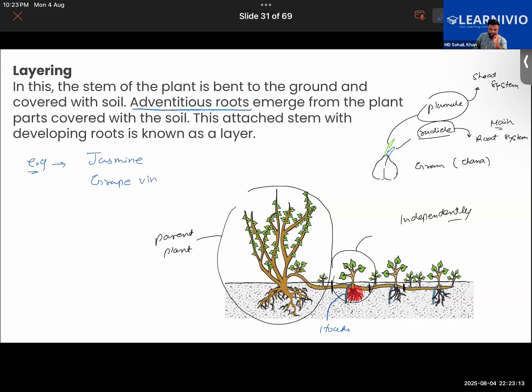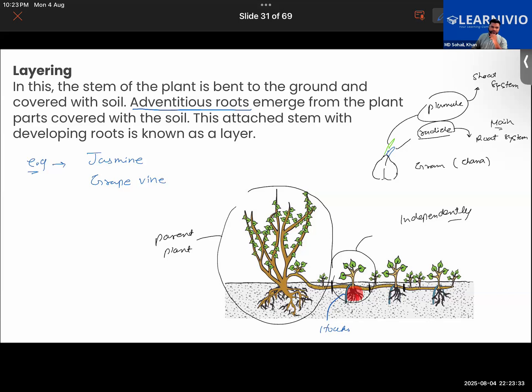No, no, that's a different thing. Vanilla ice cream is made using the vanilla extract. Vanilla is a different thing. You have grapevine also. Grapevine is also there. So these are the common examples of the plants that are grown by the method of layering.